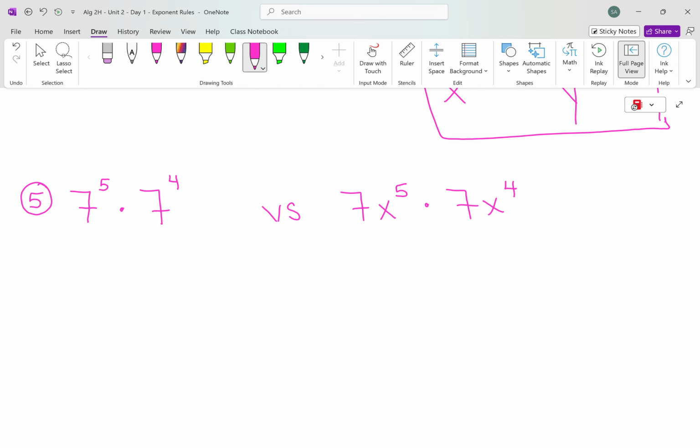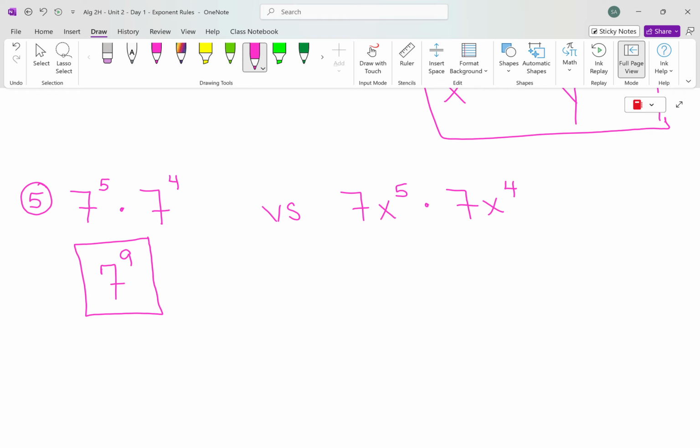In the first one, since 7 is the base, and they're like bases, they're both a base of 7. We keep our base of 7, and what do we do with the exponents? Add the exponents. So this is 7 to the 9th power. My rule is, if the exponent is 5 or less, you multiply it out. If it's more than 5, you leave it in exponential. So 7 to the 9th power, we are allowed to leave just like that. But if it was 5 or lower, you'd multiply it all out.